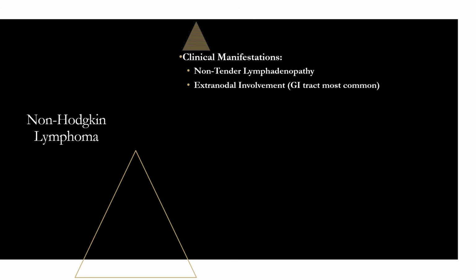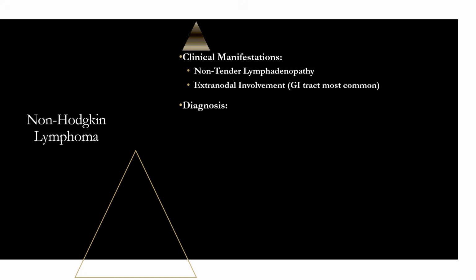Now, what you may see that I didn't mention is B symptoms. So a patient with non-Hodgkin lymphoma can definitely have B symptoms in real life, but it's not as common as in Hodgkin lymphoma. So for the sake of the exam, if you see B symptoms, I want you to be thinking more of Hodgkin lymphoma rather than non-Hodgkin. Not in real life, because you can definitely have it in either, but for the sake of the exam, be thinking more Hodgkin rather than non-Hodgkin if you see B symptoms noted.